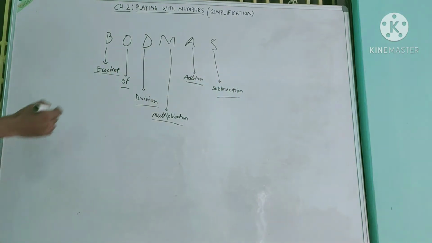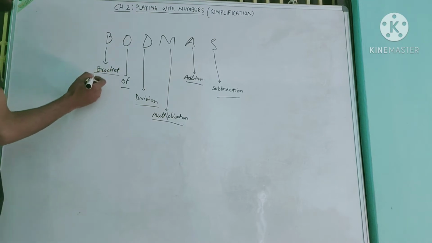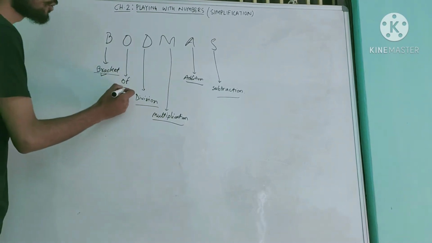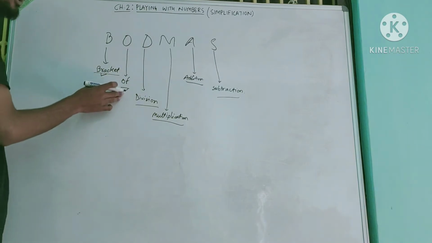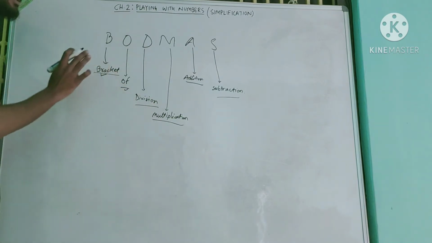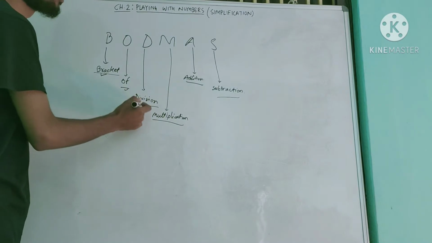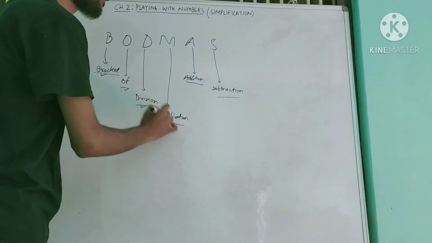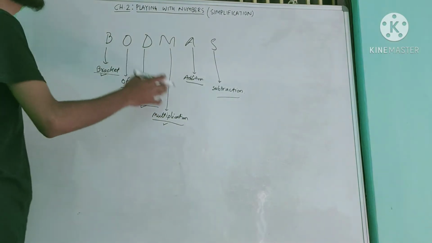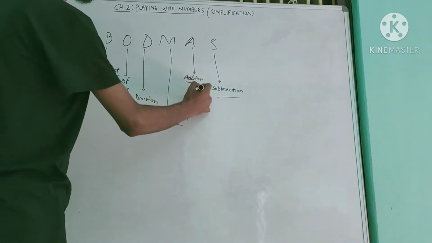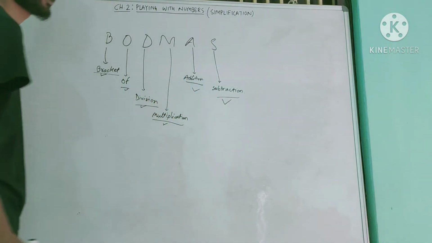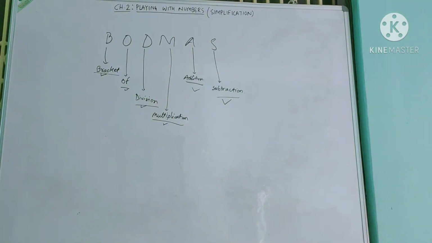If there is a bracket, first you have to solve this bracket. Then you have to move to of. If there is of, then solve this for of and then move to the division. And if the division is finished, then move to the multiplication. If the multiplication is finished, then you have to move to the addition. Then after that, you have to move to the subtraction. Okay?